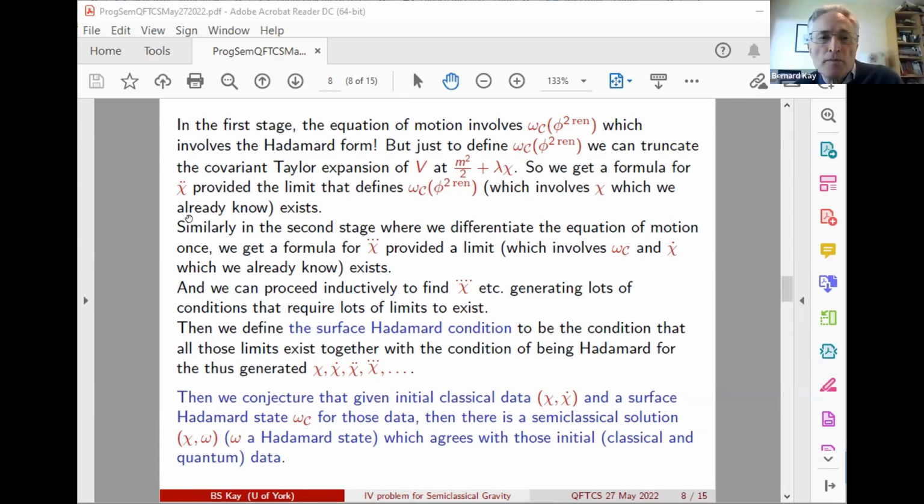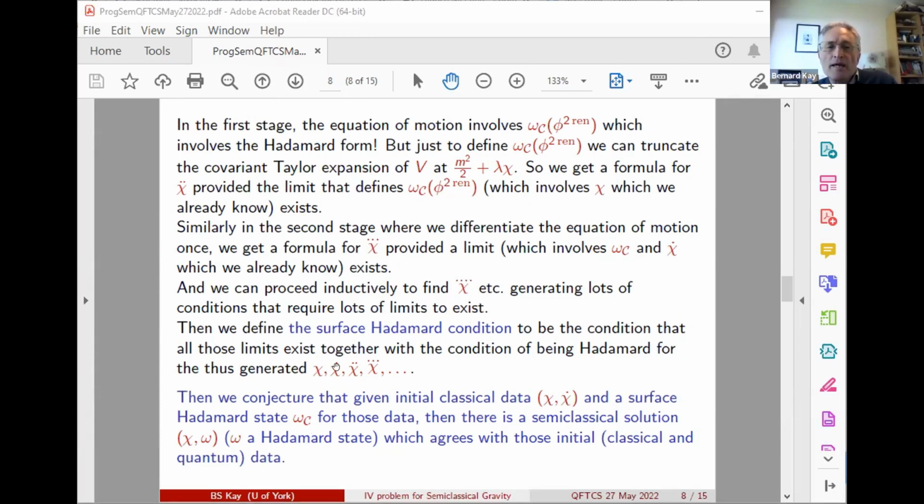So we end up with a formula for chi double dot, provided a certain limit that defines omega of phi squared, and which involves chi, which we already know as I've said, as part of our data, exists. Okay. And similarly, in a second stage where we differentiate the equation of motion once with respect to time, we get a formula for chi triple dot, provided a certain limit which involves omega C and now chi dot, it turns out, exists. And we can proceed inductively to find chi with 4 dots, etc., generating lots of conditions that require lots of limits to exist.